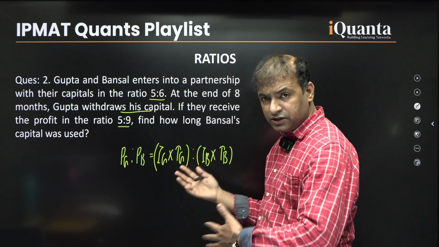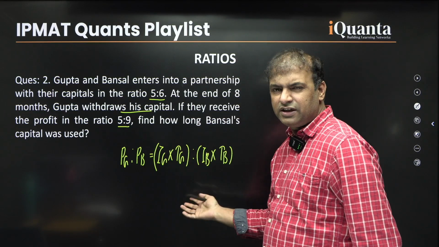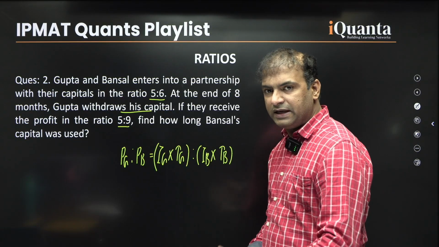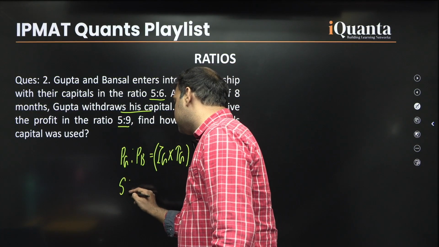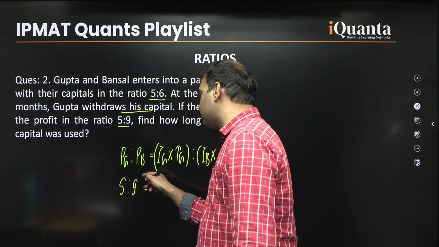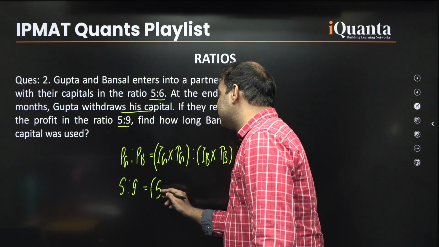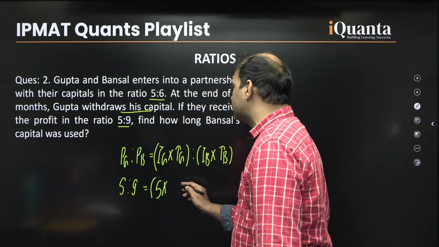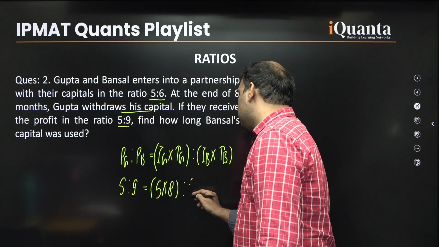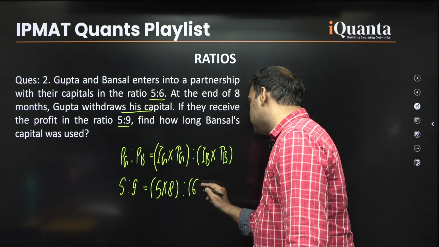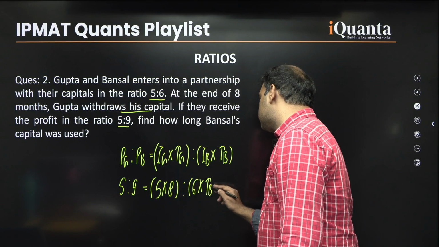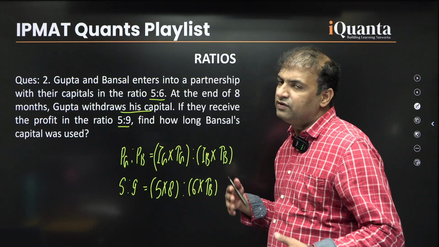Okay, we can actually assume the investment as 5 and 6, or 5x and 6x. X will be cancelled anyways, right? And we also know the ratio of the profits is 5:9. So let's write it here. Okay, ratio of the profits. Investment of Mr. Gupta, let's say, is 5, and time period of Mr. Gupta, let's say, is 8. All right. Investment of Mr. Bansal, let's say, is 6 with the help of the ratio, and time period of Mr. Bansal is to be found. Okay, this is something we do not know, obviously.